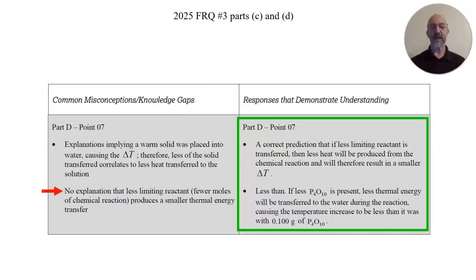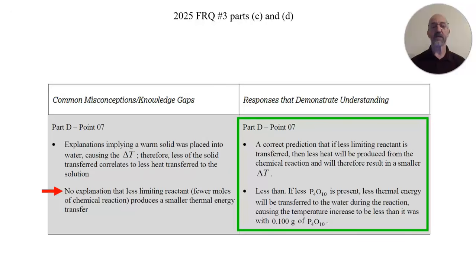And then another mistake that was very common is there was no information connecting the thermal energy to what happened in terms of the event. The students simply said there's less solid, so less delta T, but they never talked about a smaller quantity of heat or thermal energy. All right, well, those were the answers and explanations to FRQ, free response question number 3, parts C and D from the 2025 AP Chemistry exam.